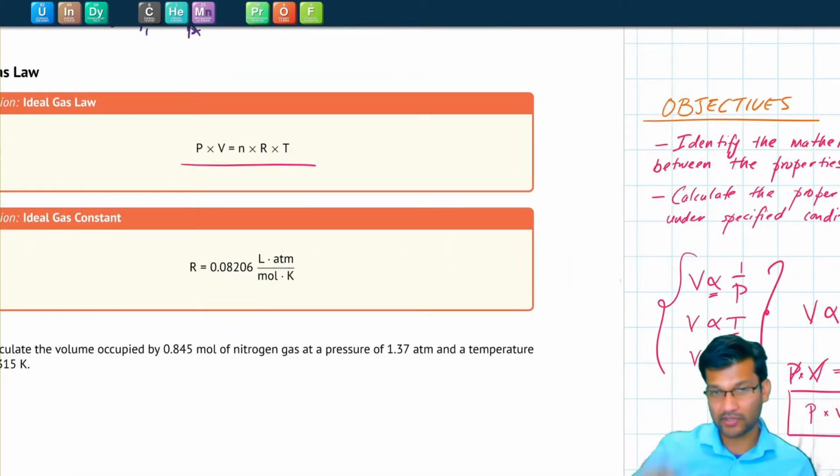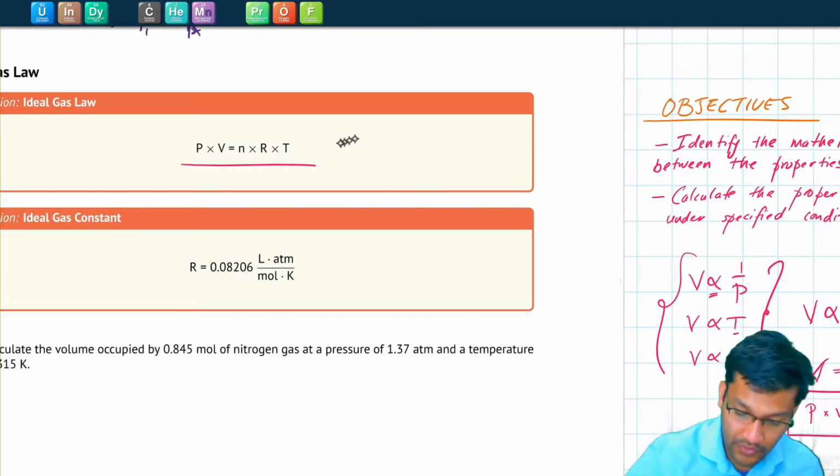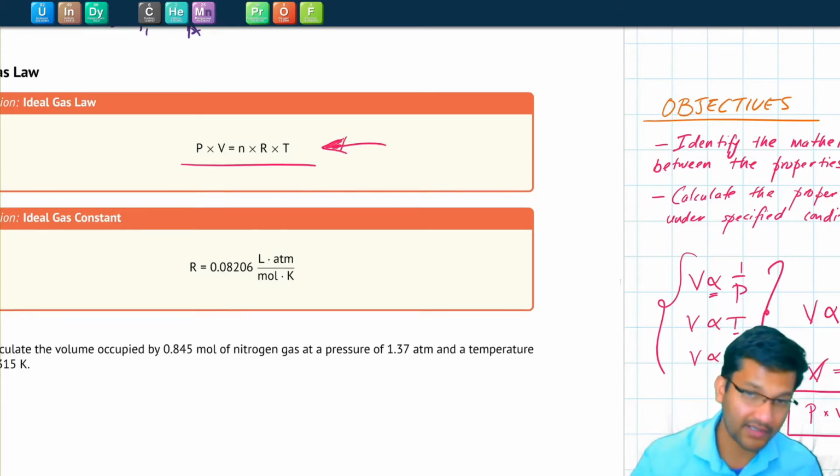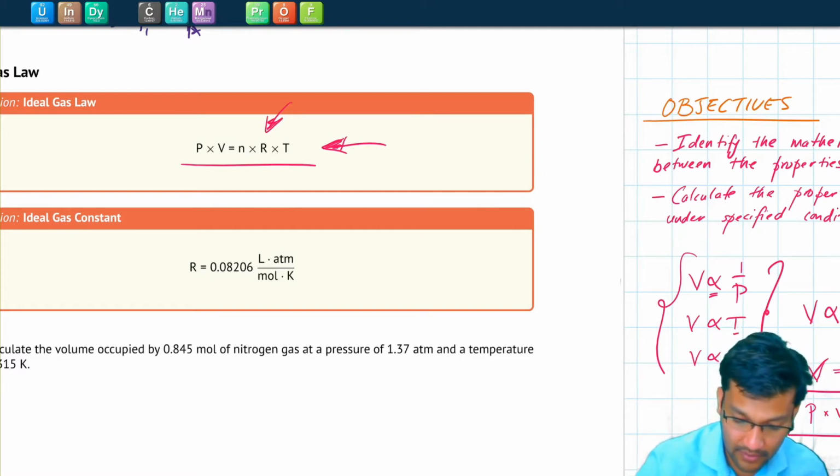This is one of those equations that you need to memorize. It comes up a lot. And in fact, if you know this equation, you theoretically don't need to know any of the simple gas laws equations because all of the simple gas laws equations can be found inside of this equation, the ideal gas law.